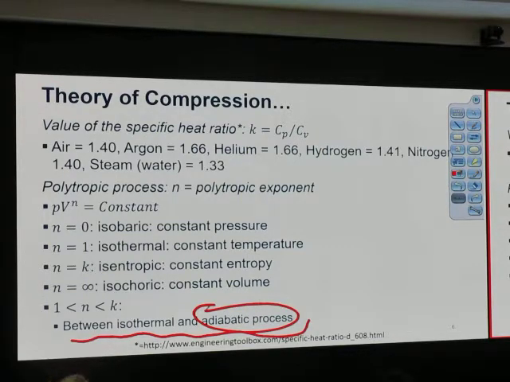Adiabatic means we insulate it. We put the insulator around it. No heat coming in or no heat going out. Okay? No heat transfer across the boundary. Q equal to 0. No heat from the environment coming in. No heat from the system to the environment. Okay? That's adiabatic process.